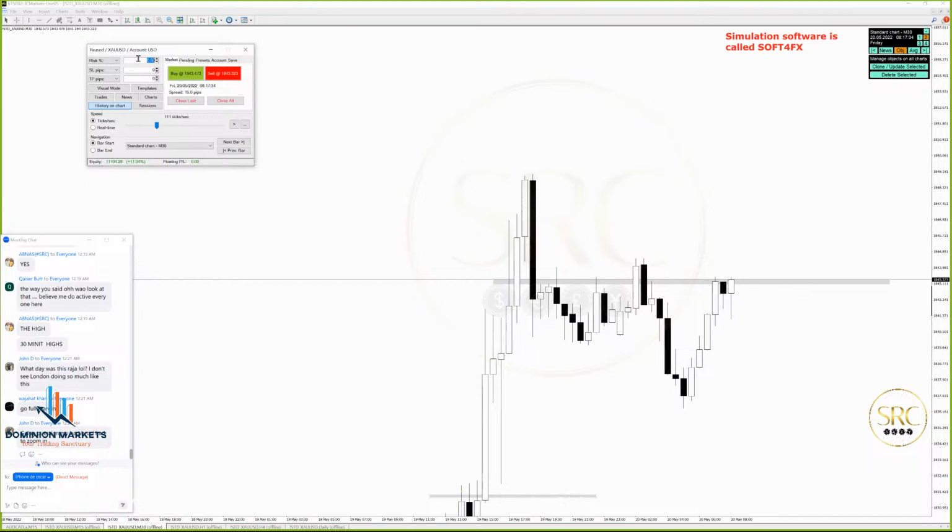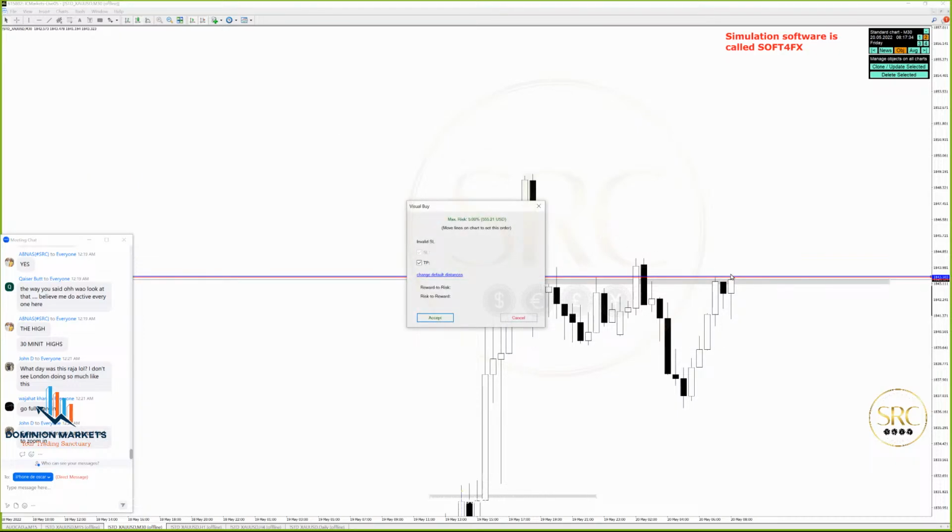You can go with like 10% risk. You can use 5% risk. You can go full margin in this case. Whatever you want to do, it's going to be very, very simple. So we've made like 11%. We're going to risk half of that.